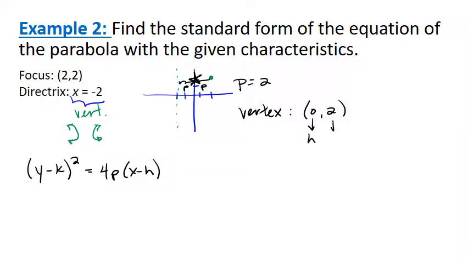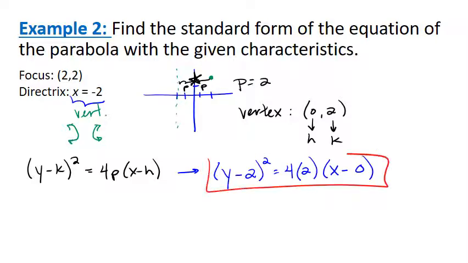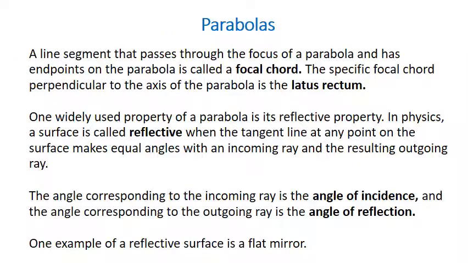So this is H, this is K, and we know P. We can plug it into our formula. So we will have y minus k, which is 2, quantity squared, is equal to 4 times p, which is 2, times x minus h, which is 0. If you want to simplify the right-hand side, you can, but this is what I would be looking for. Not so bad, right? Okay, so let's move on.